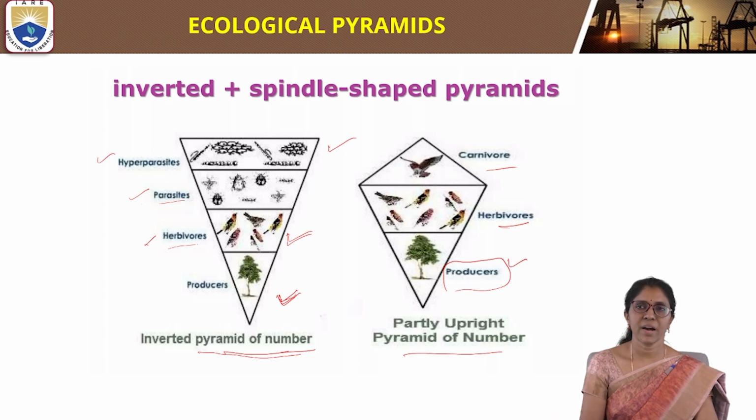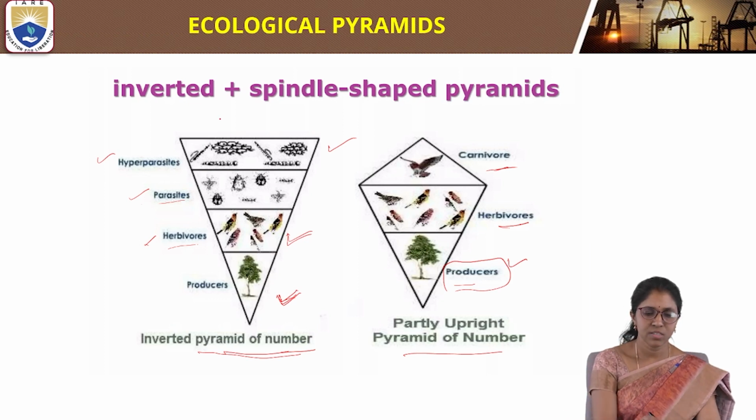So this is a partly upright pyramid of numbers, not fully upright. In this, producers are less in number, herbivores are more in number, and carnivores are less in number. So the carnivores at the top and the producers at the bottom are less in number, while in the middle trophic level the herbivores are more in number. This is the partly upright pyramid of numbers.